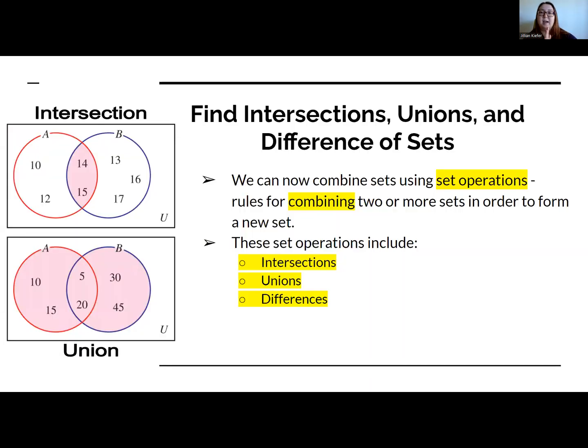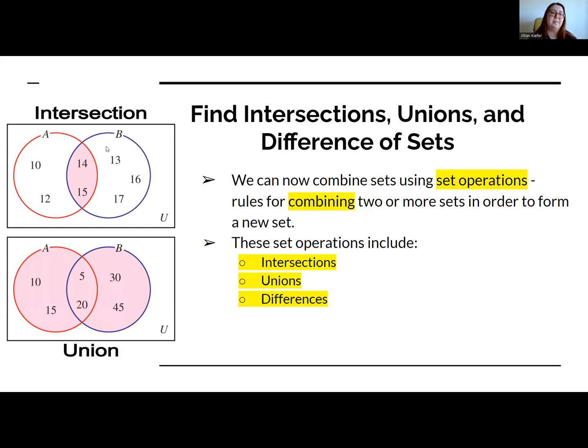So that was a lot of different calculations with sets within sets. Now we're going to look at the relationship between 2 separate sets. So we're moving into having separate sets and their relationships. We're going to find intersections, unions, and differences of sets. All these things are different relationships. We can combine sets using set operations, rules for combining 2 or more sets in order to form a new set. The set operations are intersections, unions, and differences.